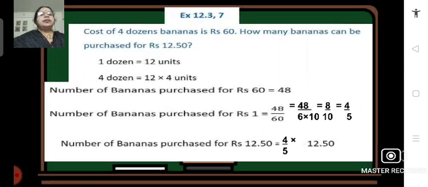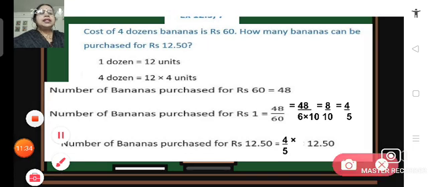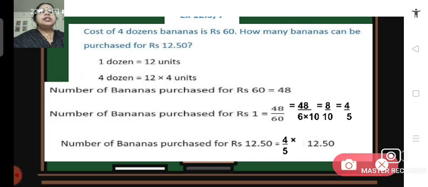Problem number 7. The cost of 4 dozen bananas is rupees 60. How many bananas can be purchased for rupees 12.50? Here we have to find the number of bananas to be purchased for rupees 12.50. The cost of bananas for rupees 60 is given.